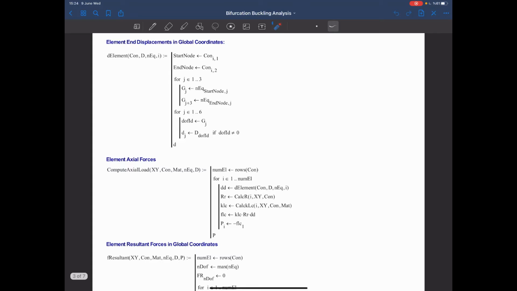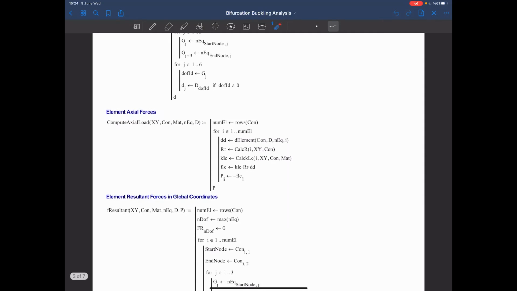Now I have to have these additional algorithms as well, because for the bifurcation buckling analysis I have to perform a linear static analysis first and then calculate the displacements. From the displacements, go to the element displacements. This is what this algorithm is doing. From the global displacement, it will give me the displacement that belongs to a particular member, and then it calculates the axial force of that member. So here I'm calculating the displacement of a given element. This algorithm does it for every element actually.